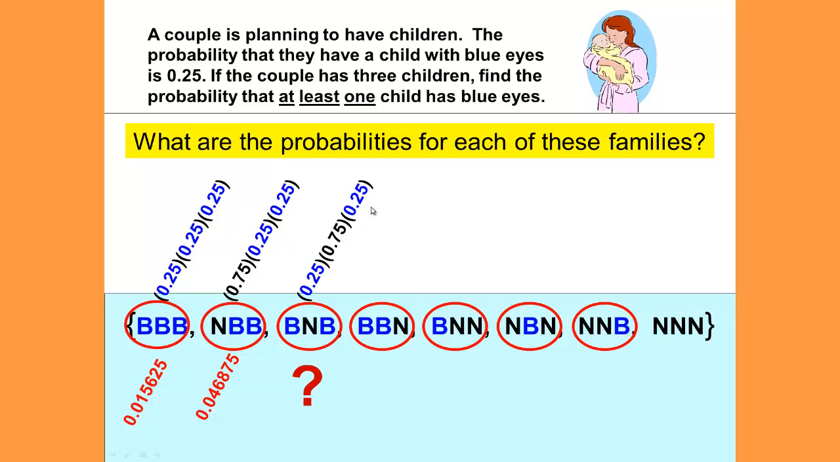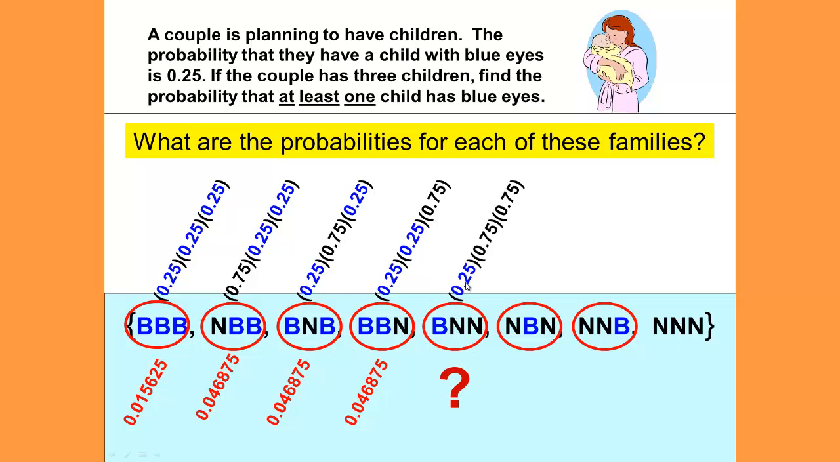And it's just a rearrangement of the previous one, so we get the same decimal. The third family, blue-eyed, blue-eyed, not, is still just a rearrangement, so we'll get that same decimal again. Moving to the next family, we get a different set because we have a blue-eyed followed by two non-blue-eyed, so that would be 0.25 times 0.75 times 0.75, and that would give us the decimal 0.140625 for one blue-eyed and two not.